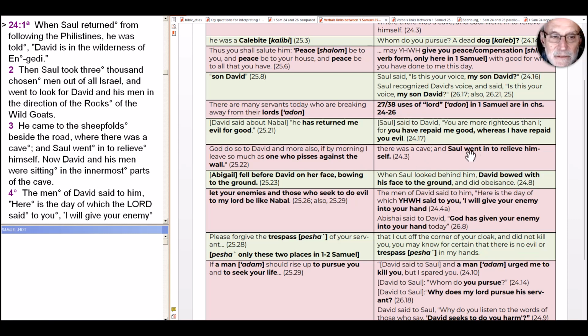And that's parallel to Saul going to relieve himself in the cave, described as covering his feet, so not in explicit scatological terms, but it's certainly understood that way. So there's both pissing and shitting going on in these two stories.